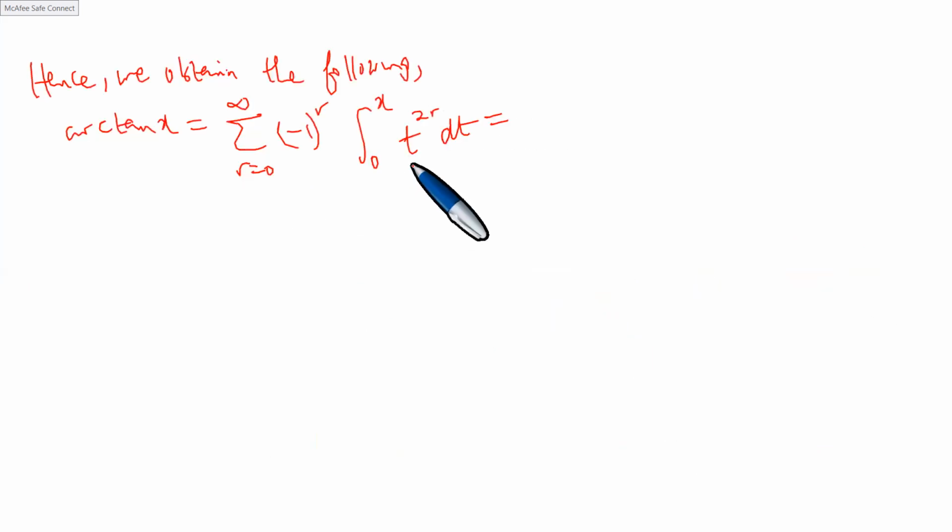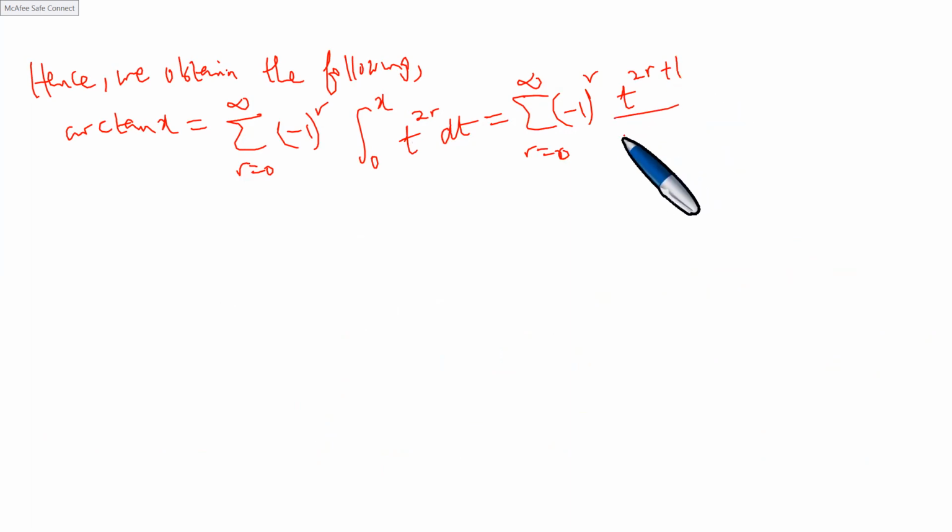So let's find the integral of this now. And this is the infinite series, power series, right? Minus 1 to the power r. Then now we find the integral of this. So it is t to the power twice r plus 1. We divide by this. And this now, you have 0 to x.